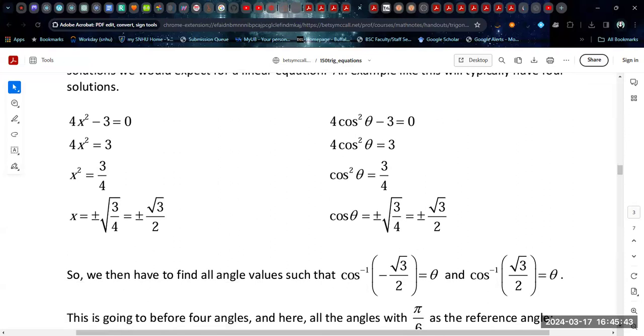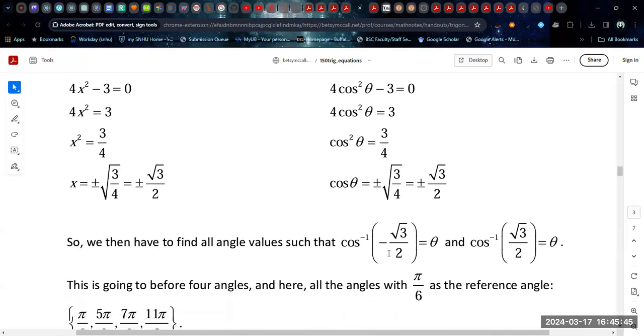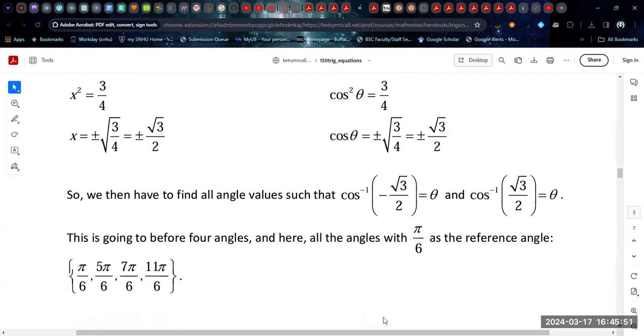This is a standard angle. If I find the inverse trig function of both of these, I get pi over 6 and negative pi over 6 and 5 pi over 6 and 7 pi over 6. And adding 2 pi to the solutions, I get 11 pi over 6 and so forth. Those are my reference angles.